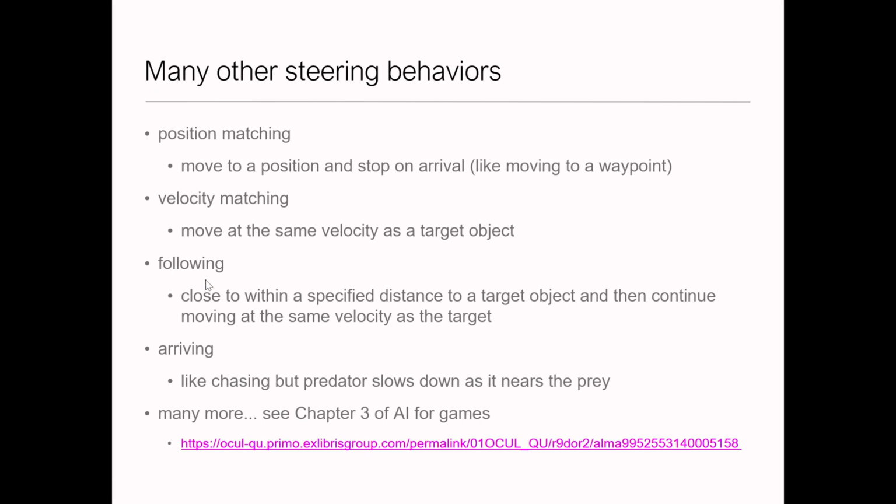Following is similar to velocity matching. In following, you would like your predator to close to within a specified distance of the target, and then perform velocity matching. For example, you can imagine if you're a spy, or a private investigator trying to trail somebody, you want to close to within a certain distance to the person you're following, and then just follow the same path that they're taking. If they stop, you want to stop. If they turn, you want to turn where they turned.